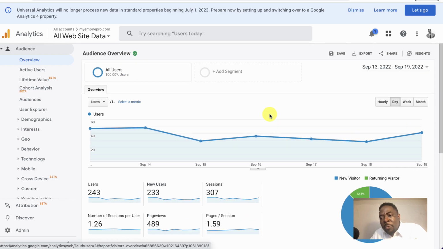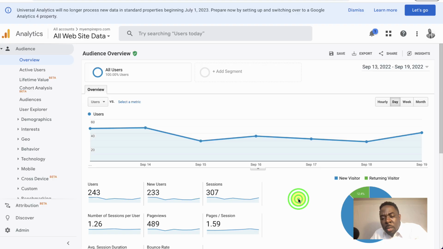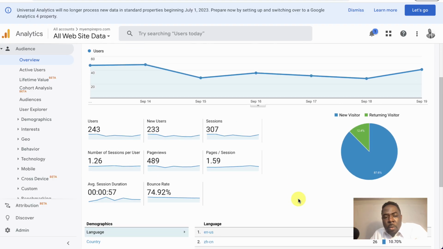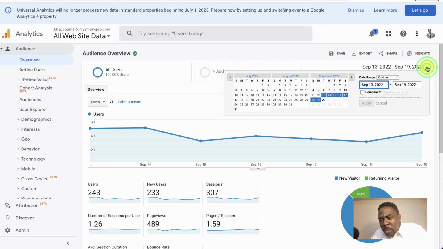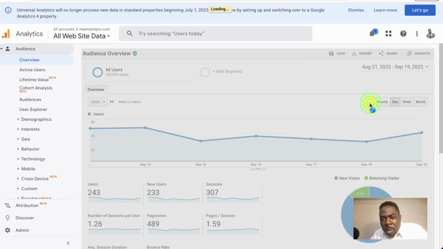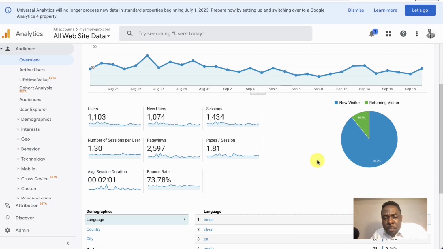I think this is off of 28 days. Let's see, 28 days, it looks like, yeah. So we have 243 users. Is this 28 days? No, this is only the last few days. This is only 7 days. So let's put this on 30 days, right? And apply. All right, so this is more like it. 1,000 users. 1,000 new users, right? And 1,434.